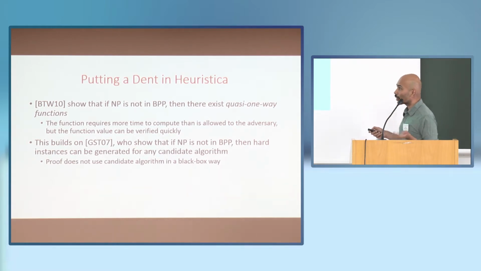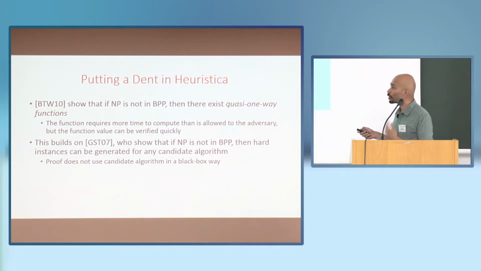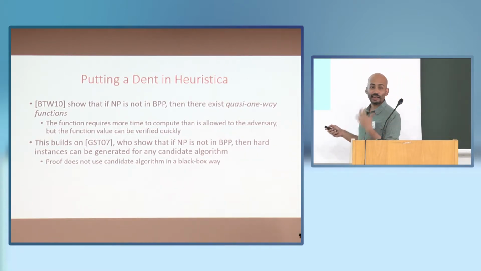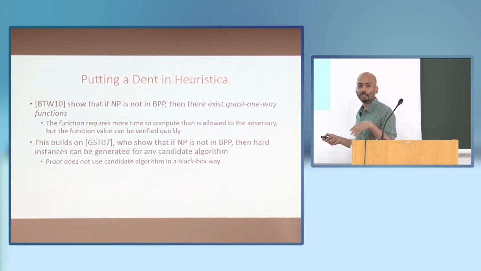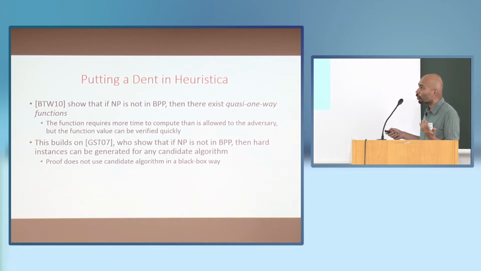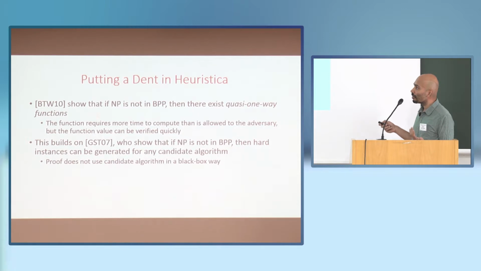And this builds on work by Gutfreund, Shaltiel, and Ta-Shma, who show that if NP is not in BPP, then you can actually generate hard instances given any candidate algorithm. So if NP isn't in BPP, then you give me any probabilistic machine, and I can use it to generate hard instances for that machine. So this works in a non-black-box way. It actually uses the code of the machine. And perhaps techniques of that sort could help us understand these connections better.